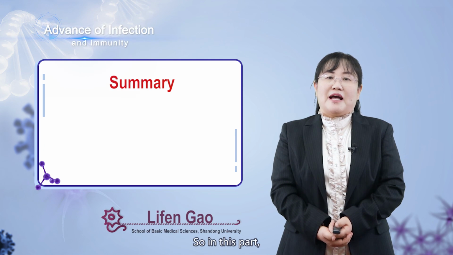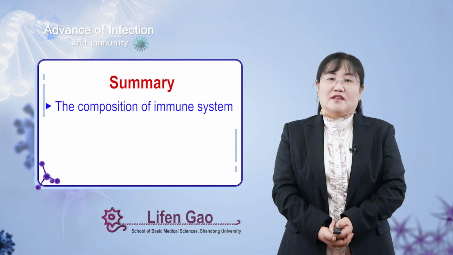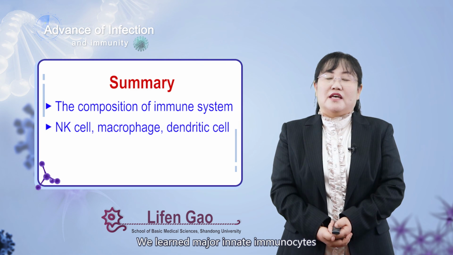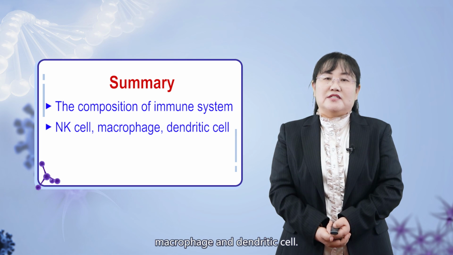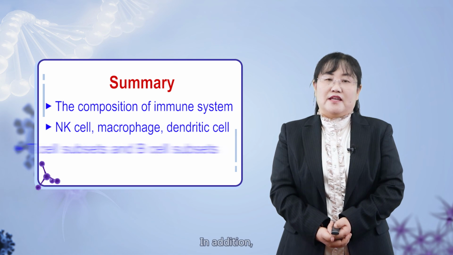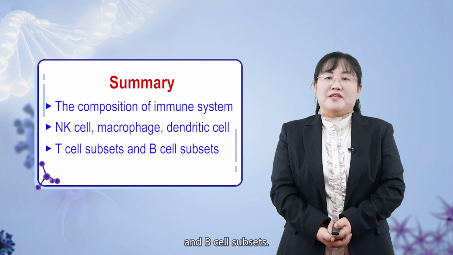So, in this part, you should know the composition of the immune system. We learned major innate immunocytes, including NK cell, macrophage, and dendritic cell. In addition, we introduced T cell subsets and B cell subsets.